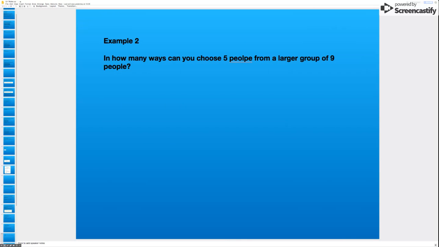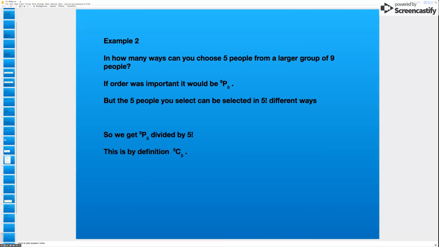Example 2. In how many ways can you choose 5 people from a larger group of 9? So if order was important, it'd be 9P5, so 9 factorial over 9 minus 5 factorial. But the 5 people you select can be arranged in 5 factorial different ways. So instead of just 9P5, we have to do 9P5 divided by 5 factorial.